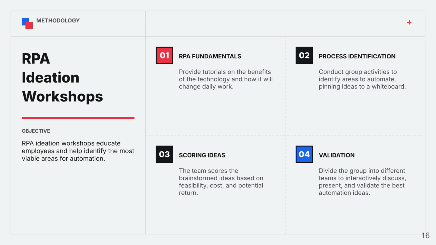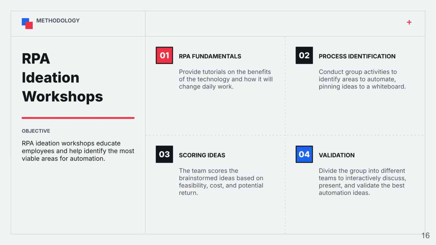The first activity is introducing RPA fundamentals. Participants learn what robotic process automation is, how software robots work, and how automation will support employees by handling repetitive tasks instead of replacing human decision-making. This common understanding encourages active participation throughout the workshop.